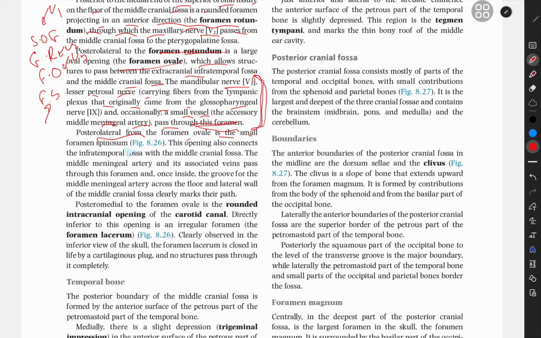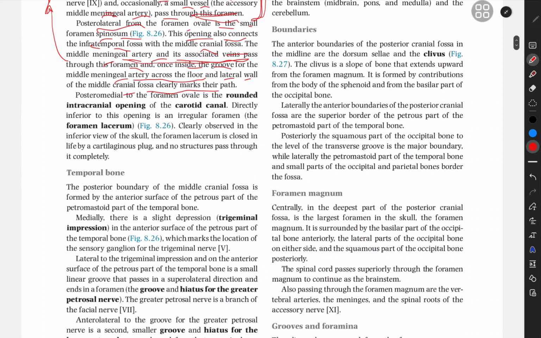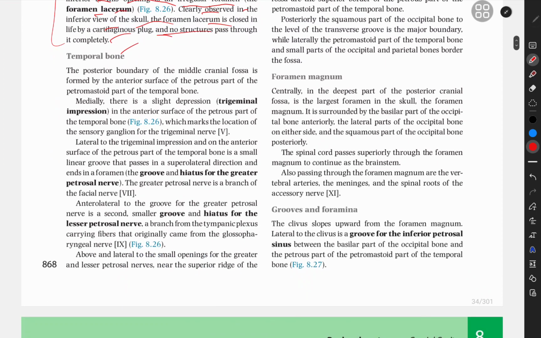Posterior medial from the foramen ovale is the small foramen spinosum. This opening also connects the infratemporal fossa with the middle cranial fossa. The middle meningeal artery and associated vein pass through this foramen. Yeah, so this is what I was talking about. Once inside, the groove for the middle meningeal artery across the floor and lateral wall of the middle cranial fossa clearly marks their path. Posterior medial to the foramen ovale is the rounded intracranial opening of the carotid canal. Directly inferior to this opening is an irregular foramen, the foramen lacerum, clearly observed in the inferior view of the skull. Foramen lacerum is closed by a cartilaginous plate and no structures pass completely through it. Yeah, so this is a description of the images.